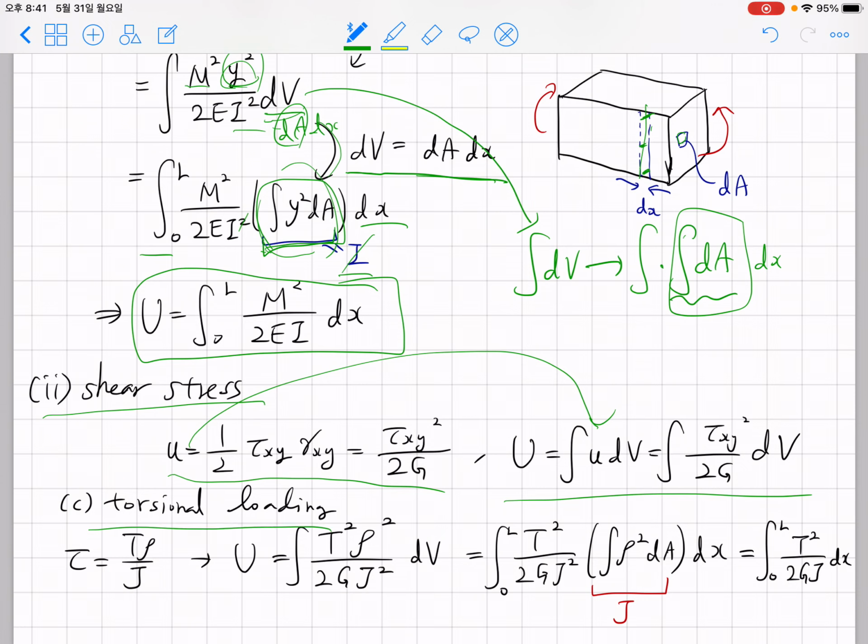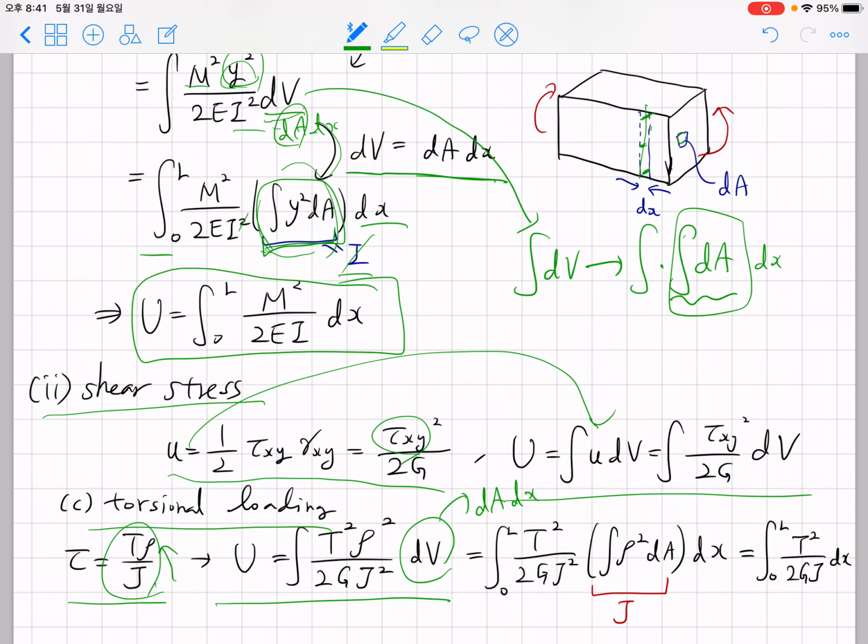In this case, the shear stress tau can be written as a function of radial position rho, T rho over J. J is the polar moment of inertia and T is the applied torque or torsion. If you plug this in the place of tau, then U turns out to be T squared rho squared over 2GJ squared.